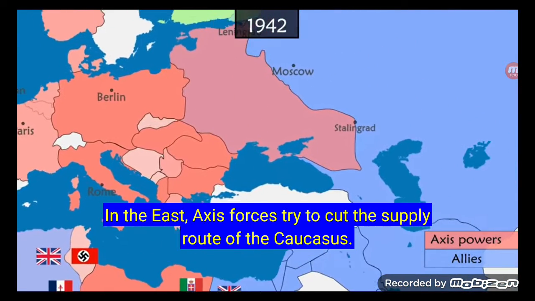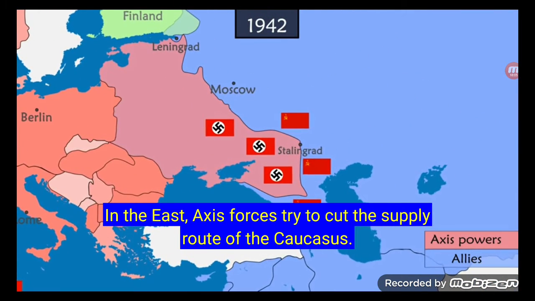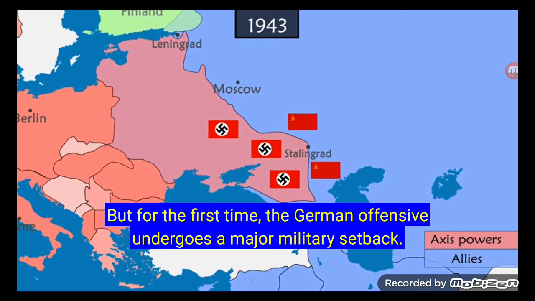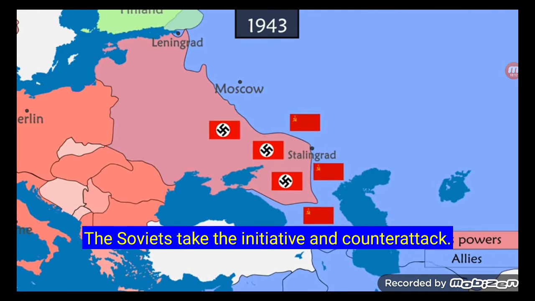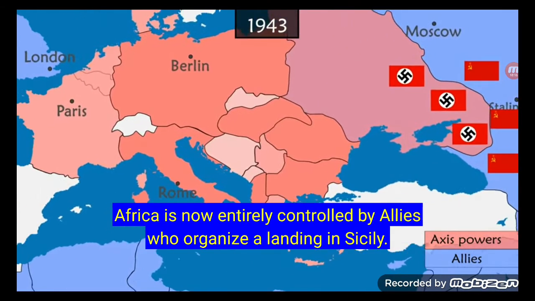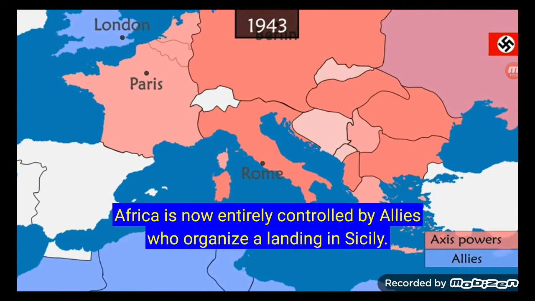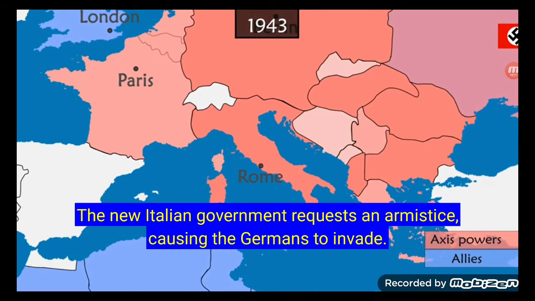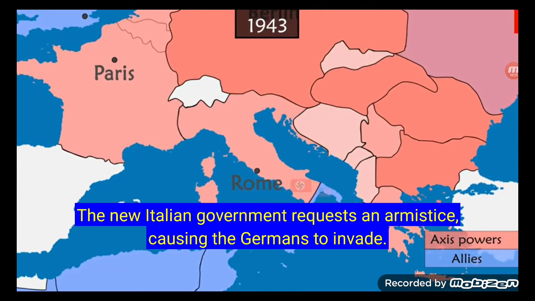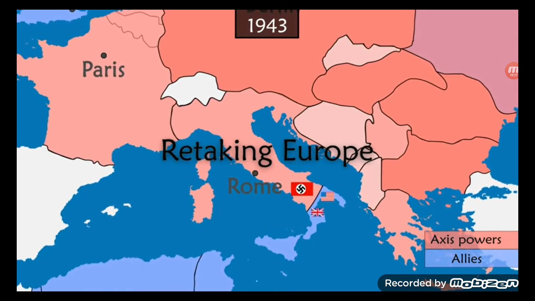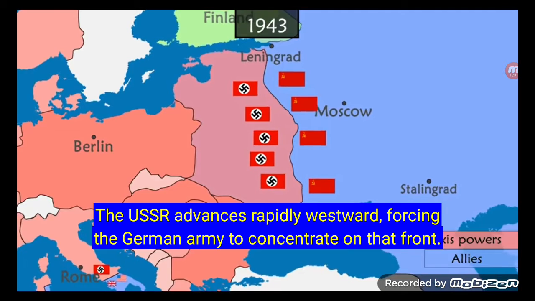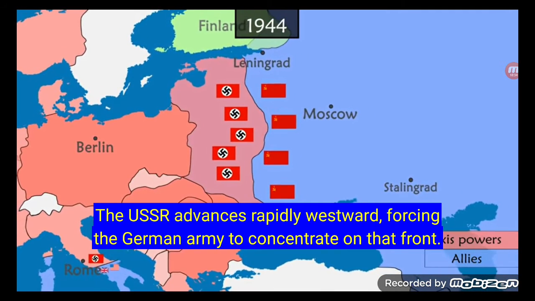In the east, Axis forces try to cut the supply route of the Caucasus, but for the first time, the German offensive undergoes a major military setback. The Soviets take the initiative and counterattack. Africa is now entirely controlled by Allies who organize a landing in Sicily. The new Italian government requests an armistice, causing the Germans to invade. The USSR advances rapidly westward, forcing the German army to concentrate on that front.